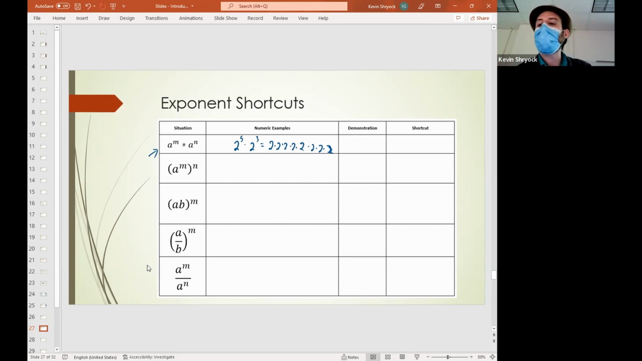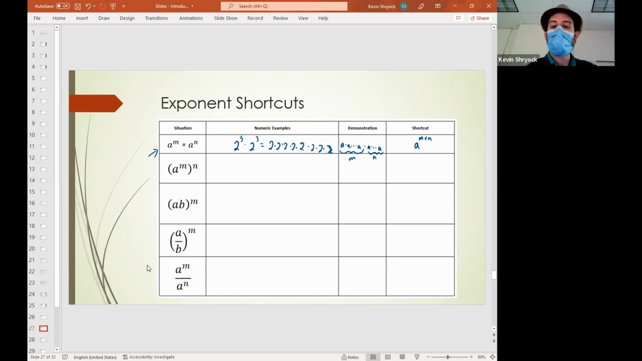So what we can say, to make this more general so that it relies less on the 2s, the 5s, and the 3s, is we can say, look, if I have a bunch of these A's, let's call it M times of A, all being multiplied, and I multiply that by N more A's, then wouldn't it make sense that I have M plus N repetitions of A? It's a story. It's always a story.